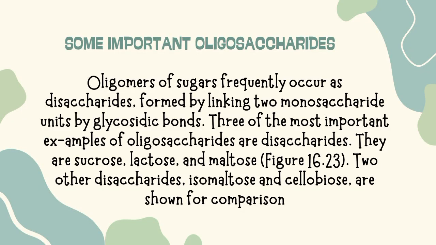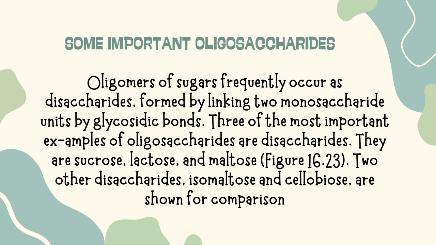Some important oligosaccharides. Oligomers of sugar frequently occur as disaccharides formed by linking two monosaccharide units by glycosidic bonds. Three of the most important examples of oligosaccharides are disaccharides. They are sucrose, lactose, and maltose. Two other disaccharides, isomaltose and cellulose, are shown for comparison.